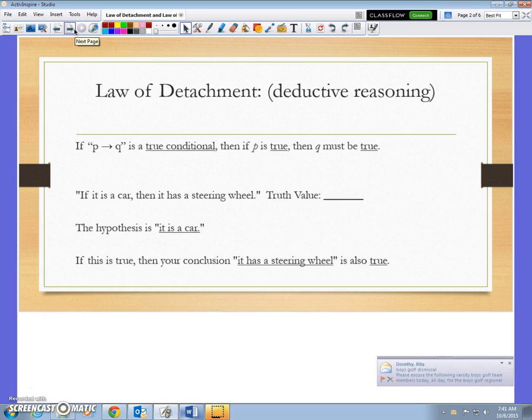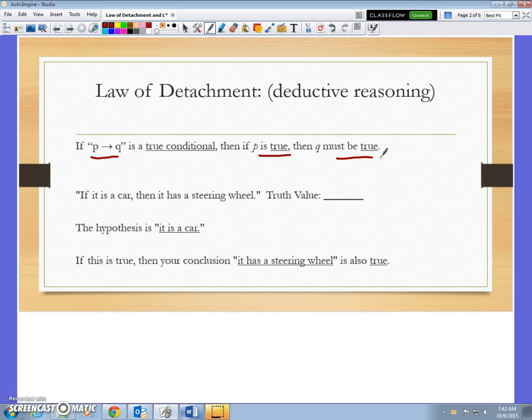The law of detachment is like deductive reasoning. If the conditional is a true conditional, then if P is true, Q must be true. This is what the law of detachment says. It's easier if you see an example.